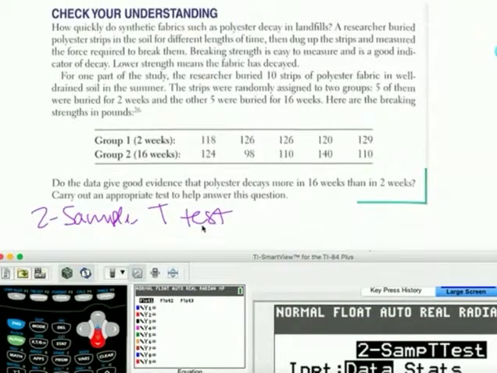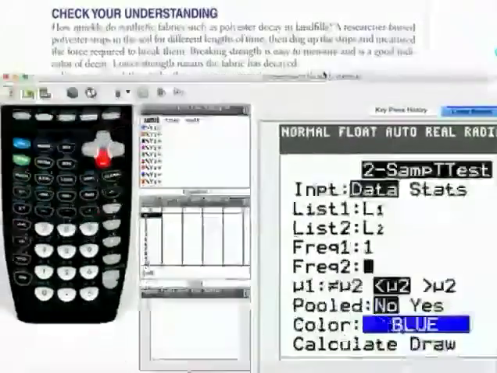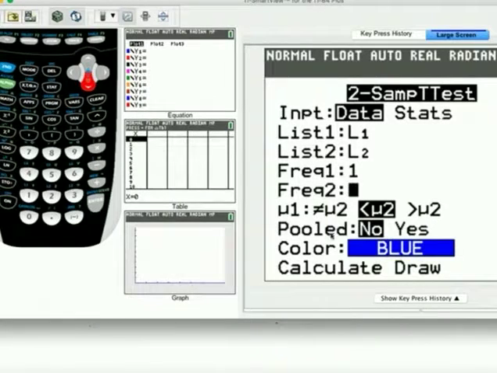So using the question that you're given in the problem, it says basically that you want to know if there's more decay in 16 weeks than in 2 weeks. And so because 16 weeks was our 2's, then we would want our mu2 to be bigger than our mu1. So that means that I'm going to choose the one in the middle, and then I'm going to make sure I say no to pooled and then calculate.